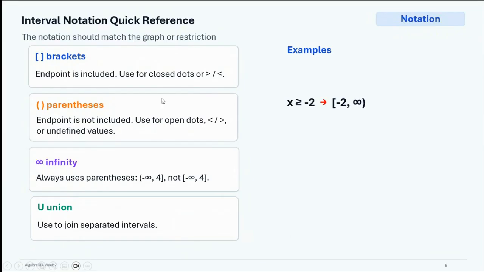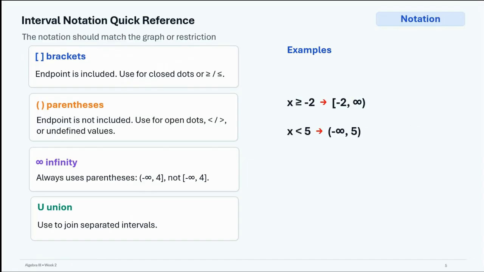Brackets and parentheses. X is greater than or equal to -2. That was the first example we had on the first page. We had to use brackets on the -2 because it was included because of the equals, and we had to use the parentheses on infinity. So that's kind of an example of a couple of these right off, right? So we got that example. Let's see what other example I got here.